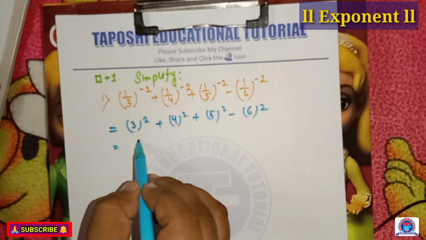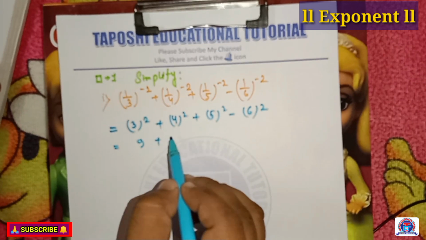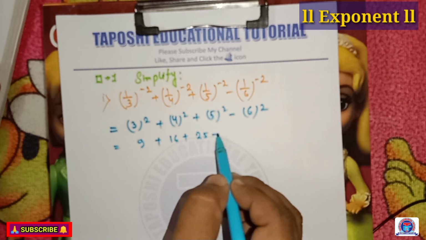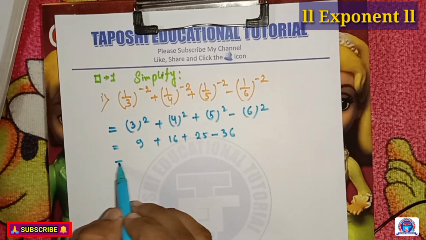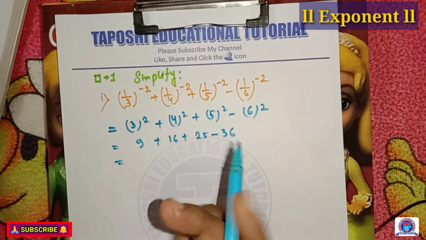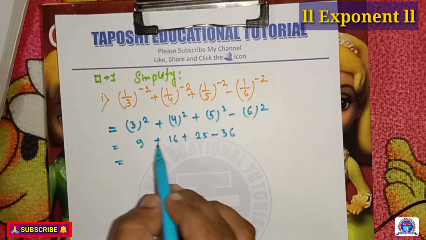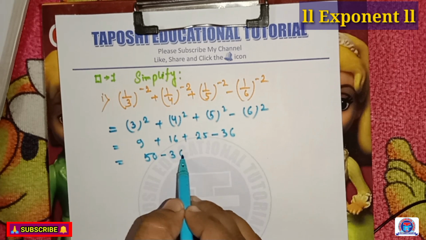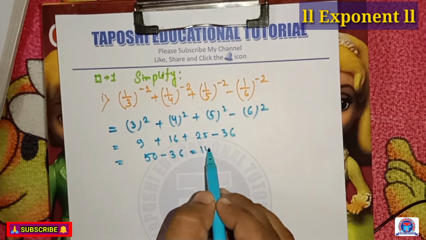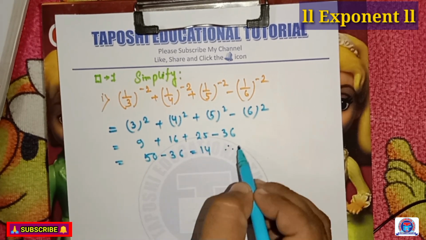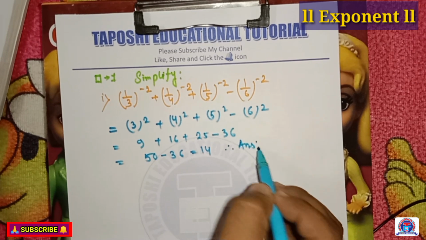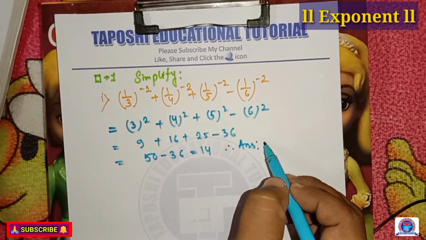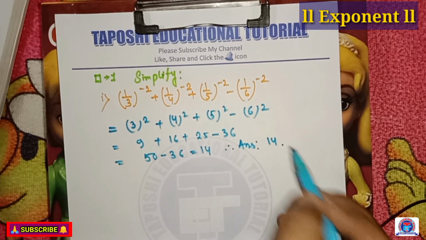So it will become 9 plus 16 plus 25 minus 36. We add all of them. So this will become 50 minus 36 is equal to 14. So therefore the answer of this math problem is 14, correct?